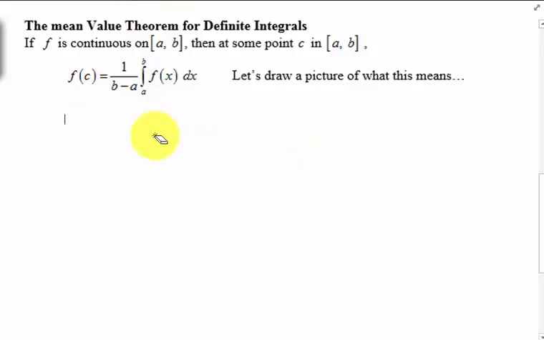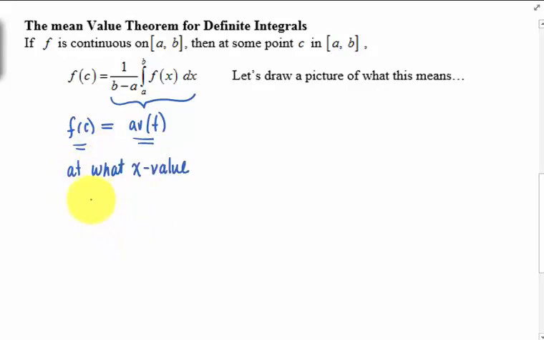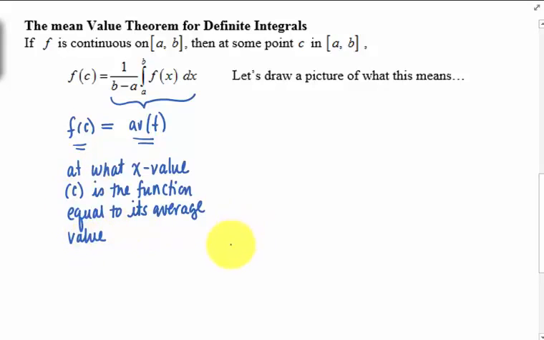So first of all, if you did watch the video on finding the average value of a function, you will see that this is equal to the average value of our function. So essentially, we're trying to see where this average value is equal to the function. So at what x value, and we'll call that x value c, is the function equal to its average value. Alright, so let's look at a picture of what this means.